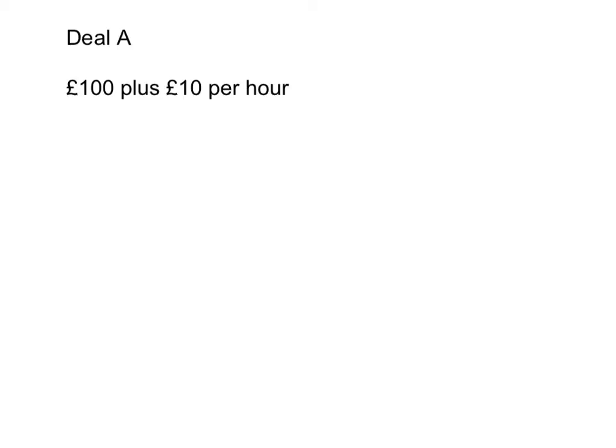We can have a look at deal A. With deal A, the tradesperson charges £100 regardless of how much work they do, except that for every hour of work they do, they also charge £10. So if they do absolutely no work, they just turn up at your house, they're going to charge £100. If they do 30 hours work, they're still going to charge £100, but they'll charge £10 in addition to that for every hour's work they did.